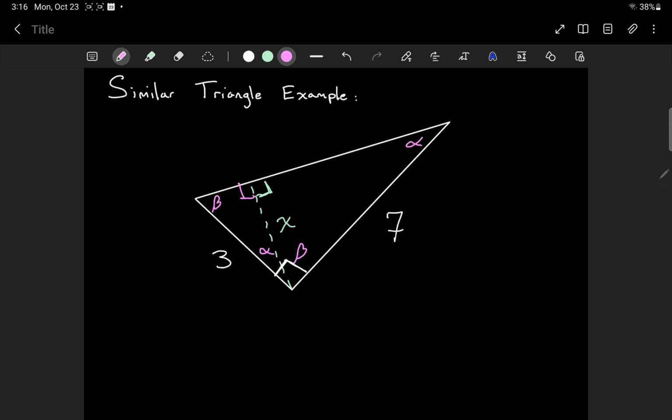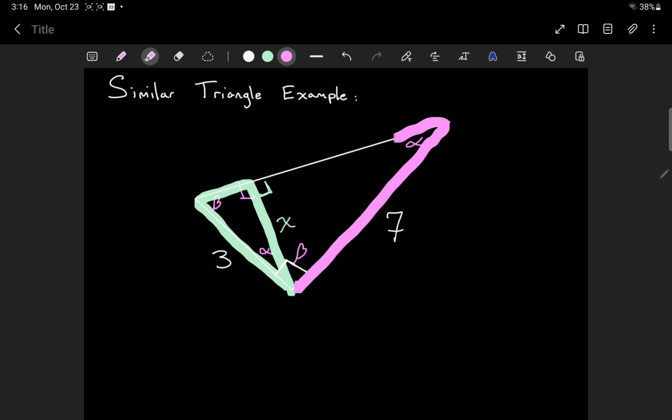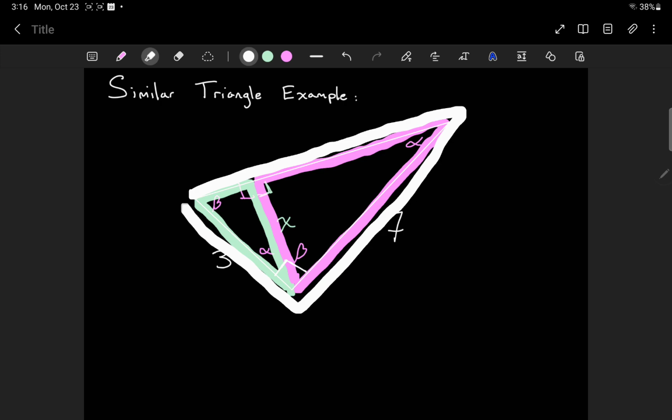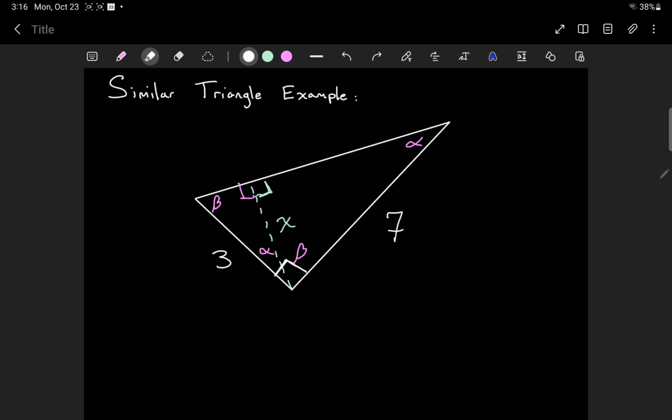So what we end up with are three triangles. I'll go ahead and mark them here. All of them having the same angles, alpha, beta, and that right angle. So here is one of those triangles. Here's a second one. And then, of course, we've got the whole thing that ends up being the third one there. So I'm going to refer to these as being the small, medium, and large triangle in this setup here.